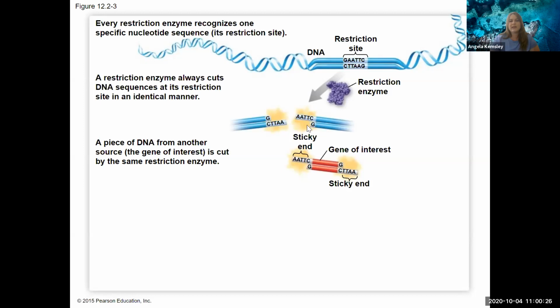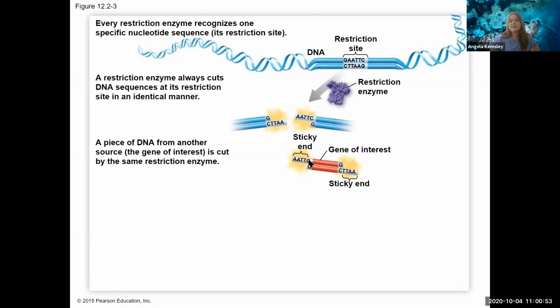We're going to be cutting it here at the G. And notice now it's going to fit perfectly down here. So we've got the CTTAA is going to attach to this G. And then we've got our CTTAA, which is going to attach to that G. So just like puzzle pieces, they're going to fit together perfectly. We're using the same restriction enzyme, so we're getting the same cut in both places, so that way they fit together perfectly like puzzle pieces.